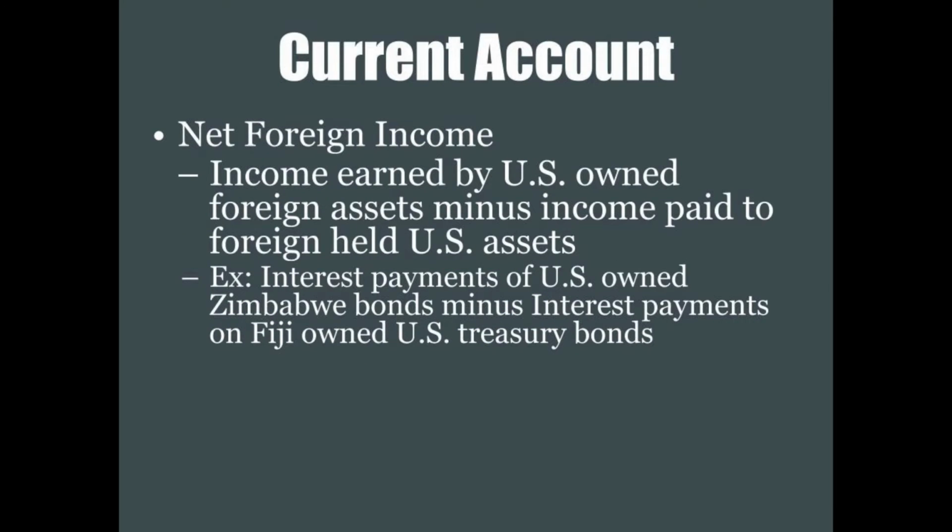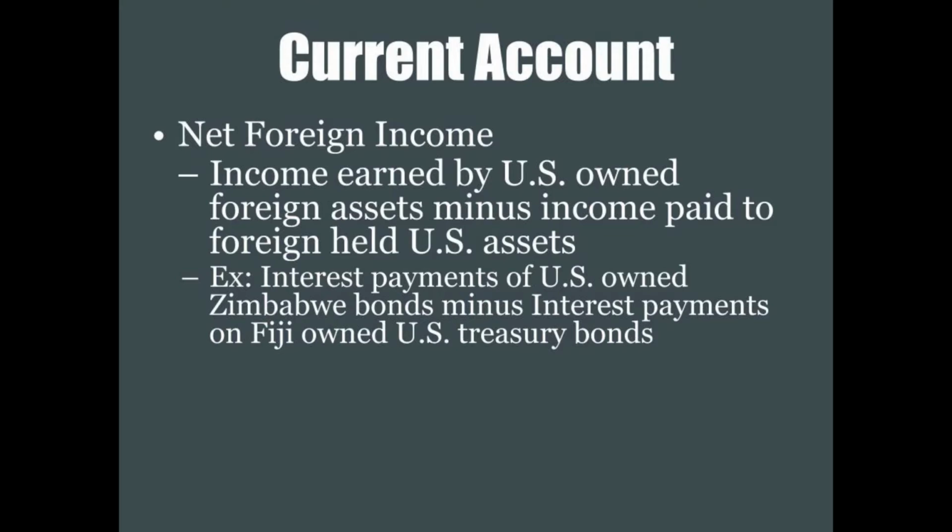Next on the current account, net foreign income. This is income earned by the U.S. on foreign assets minus income paid to foreign assets that the U.S. holds. So let's look at an example. Let's say that somebody in the United States owns some really highly lucrative Zimbabwe bonds. Best investment ever, right? So any money that that person makes off of those Zimbabwe bonds is a credit on the balance of payments.